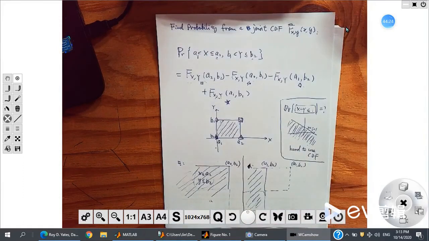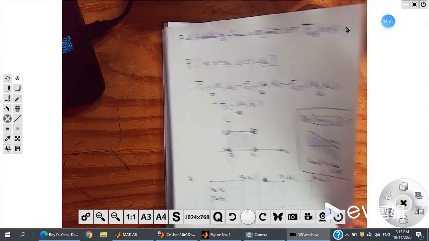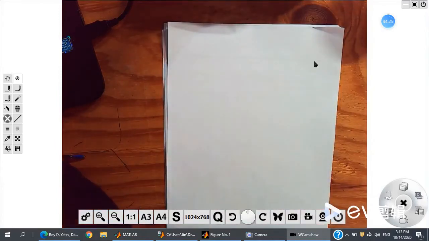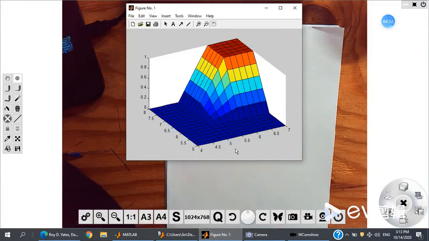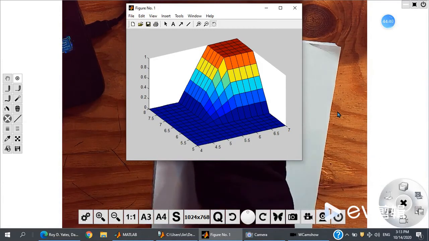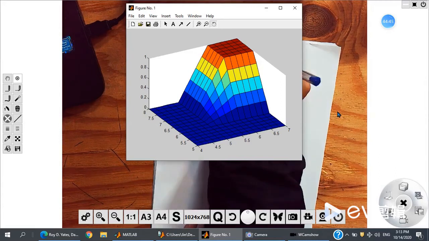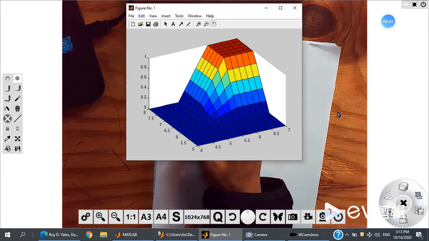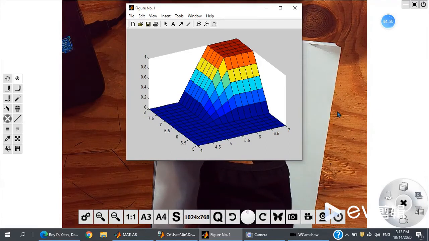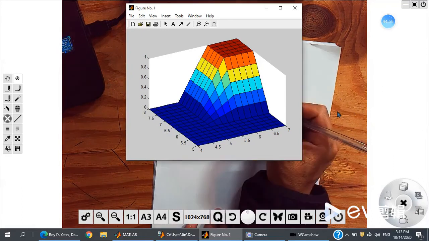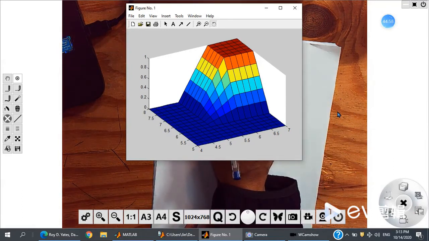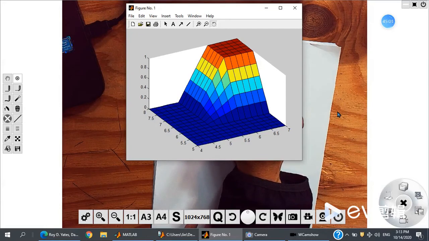Okay, so this is the CDF, and we have some properties about the CDF. You see the graph. Actually, this graph can show us these properties very well. So let's see some properties of CDF. We have F_XY. If both x and y go to infinity, then this one should be 1.